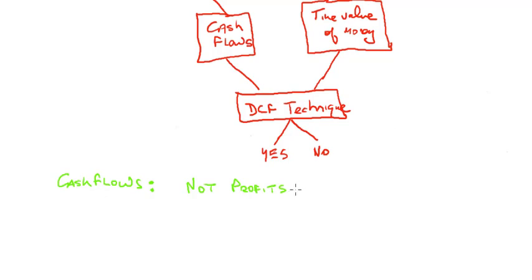Because profit is an accounting concept, and accountants measure profits with various rules as to how they calculate them, and this is not really relevant for us when we're trying to make a decision about the future. So, for example, we will not include depreciation, because depreciation is an accounting concept. It doesn't involve a cash flow.